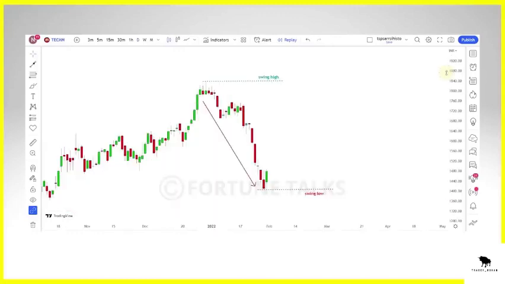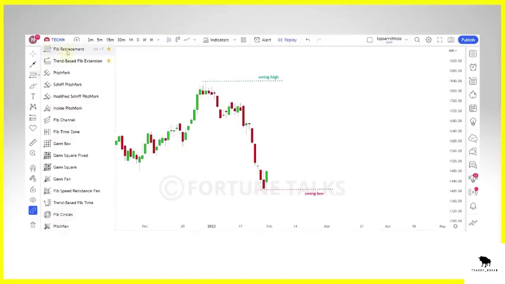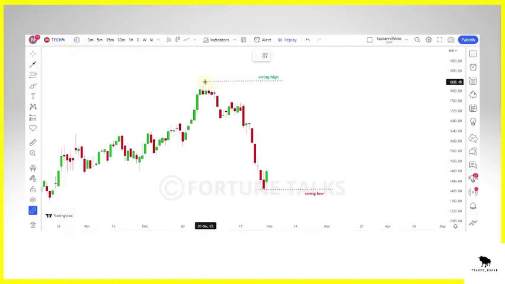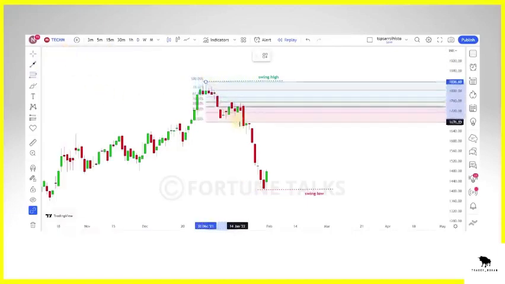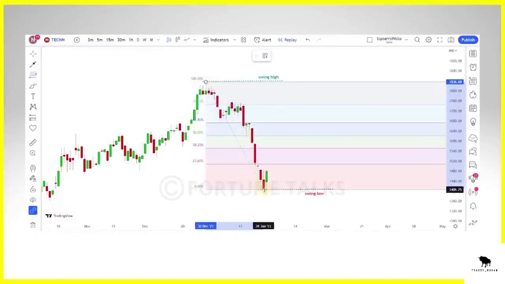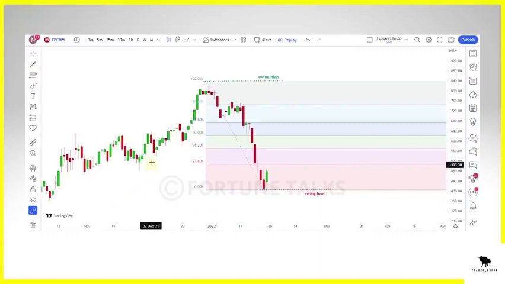Now let's take a look at another example, but this time for a downtrend scenario. Here the price is trending down, so we will plot the Fibonacci retracement levels by clicking on the swing high first and then dragging the cursor to the swing low. The software will automatically plot the retracement levels. Now this is the daily time frame chart of Tech Mahindra.